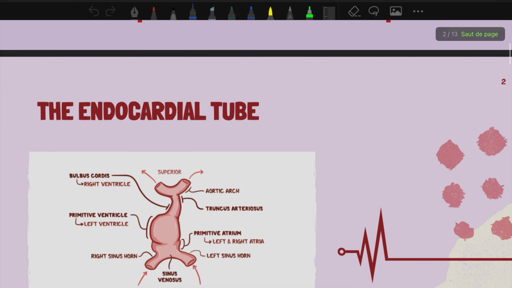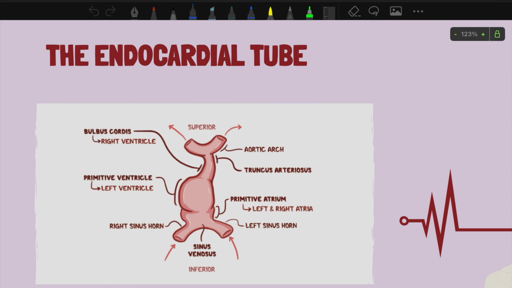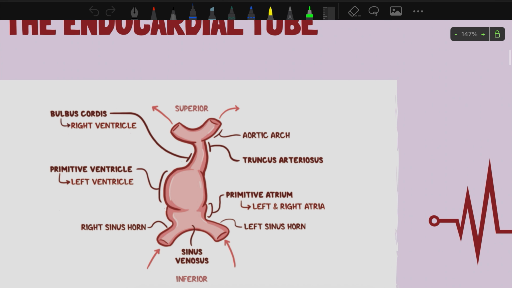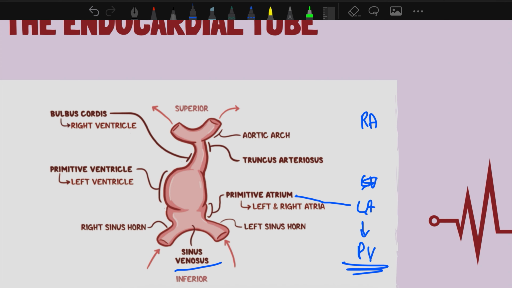So let's start. Just a review from the last session: we took the endocardial tube and how each part of it will give a part of the future heart. For example, the right atrium we get from the sinus venosus and the primitive atrium. And for the left atrium, we get it mainly from the pulmonary vein, and a really small part of it comes from the primitive atrium.